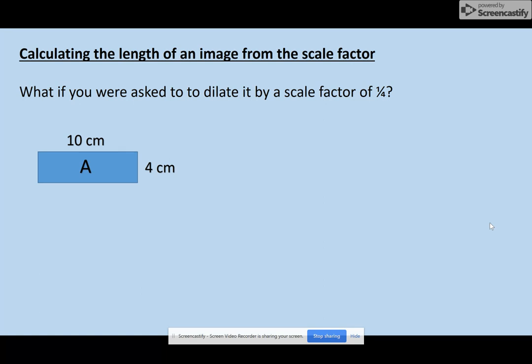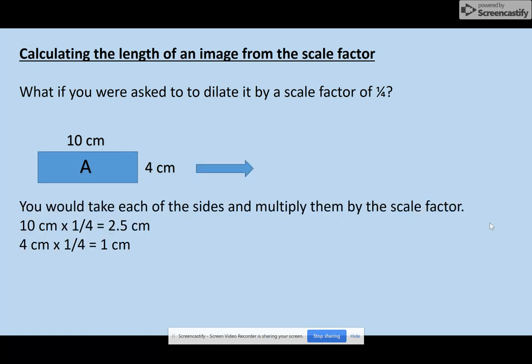And we're going to do exactly the same thing. We're going to take our sides, and our 10 centimeter side here, we're going to multiply that by 1/4, which will give us 2.5 centimeters. And we're going to take our 4 centimeter side and multiply that by 1/4 to give us 1 centimeter. Now, you can actually do these in your head, but mostly you won't be able to. Mostly this is a calculator job.